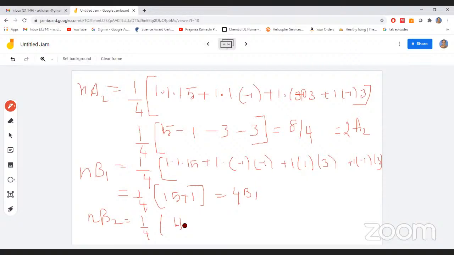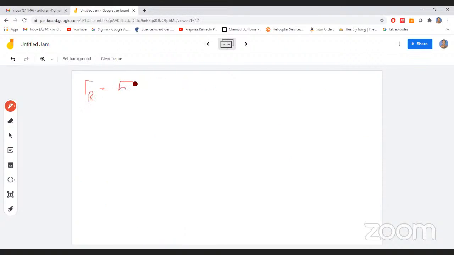So finally, how we should write the answer is, gamma: how many A1s were there? 5 A1 plus 2 A2 plus 4 B1 plus 4 B2. Check it up. You all check it and ensure. So this is how you are reducing the reducible representation into irreducible representation. Just work it out.